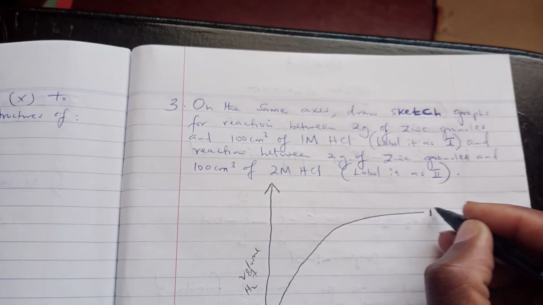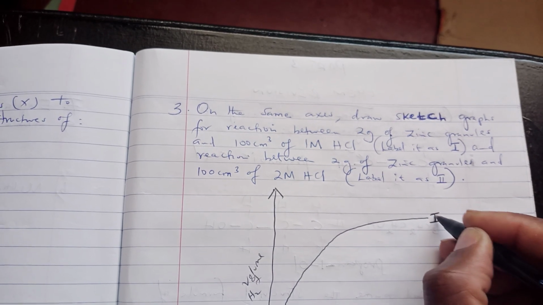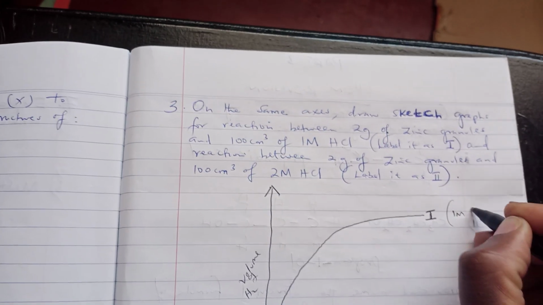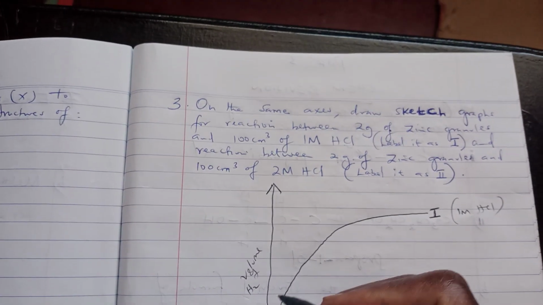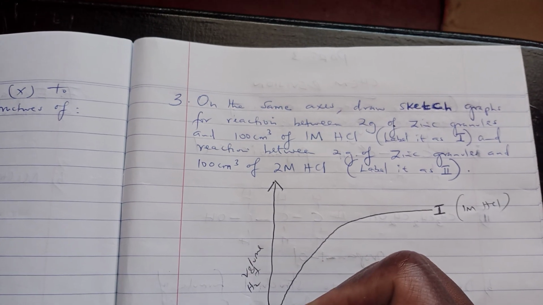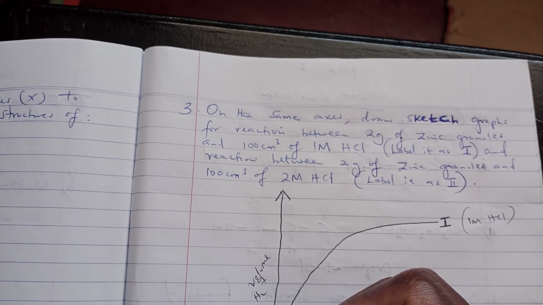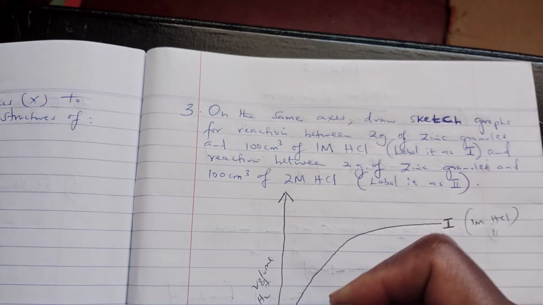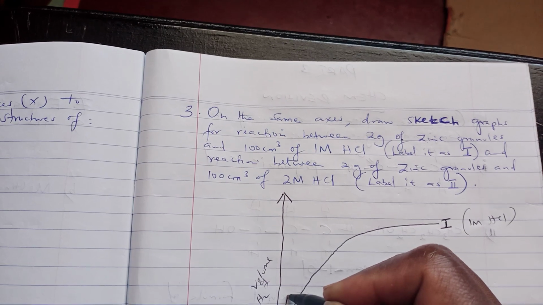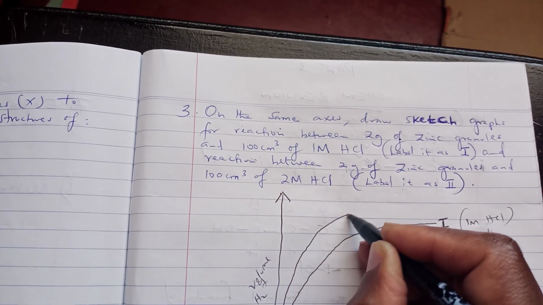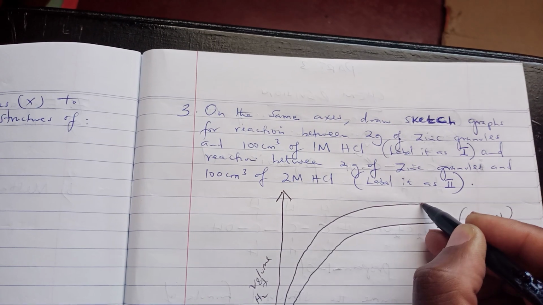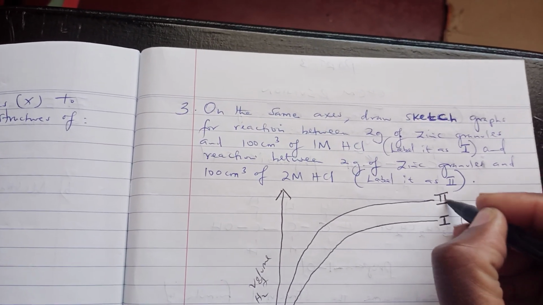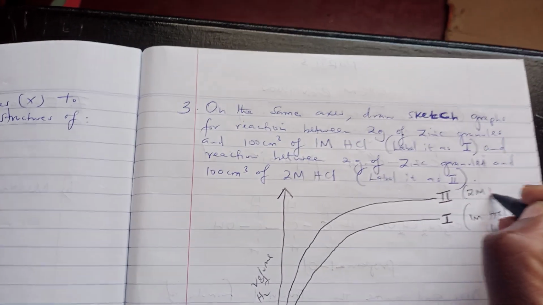Then I call this one what? This one is curve 1. So this curve 1 is the curve of 1 molar HCl. And then now I draw another one. The other one is for curve 2, which is 2 molar. Because it is 2 molar, the concentration is higher, you have more particles available to collide, and therefore the reaction becomes faster. So it will be higher like that. Yeah, it will be higher. These curves will never meet. They will never meet, so you'll have that.